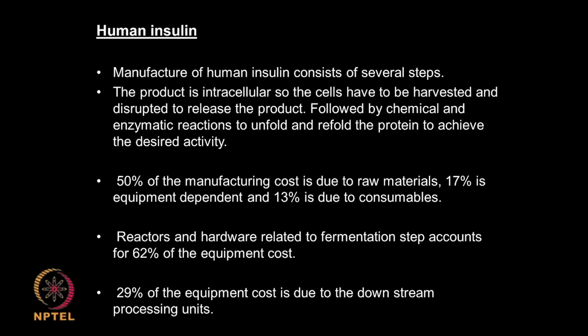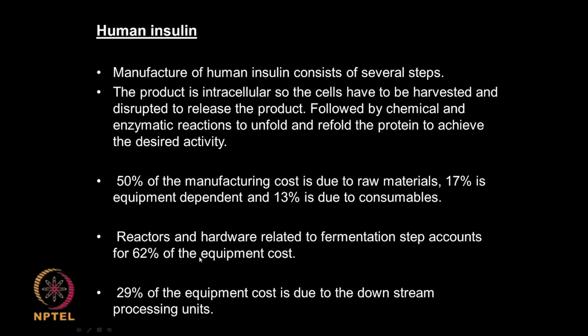So, it is a very large number of steps involved in the manufacture of human insulin, and 50% of the manufacturing cost is due to raw materials, 17% is because of equipment, and 13% because of consumables. Okay. As you can see, only 50% is due to raw materials, the rest is because of the equipment dependent and consumable dependent cost. So, I need to play around with that to reduce the total cost of manufacturing this human insulin.